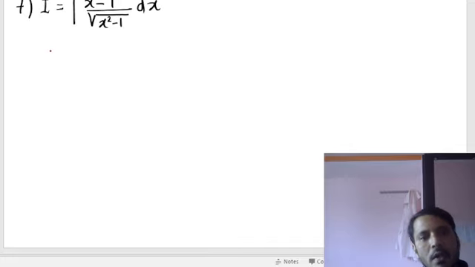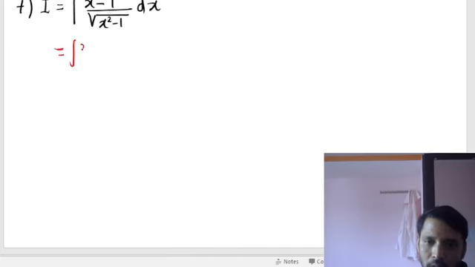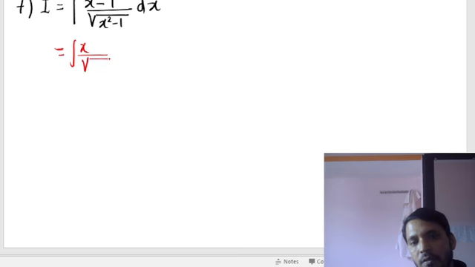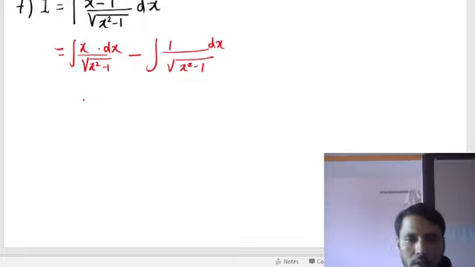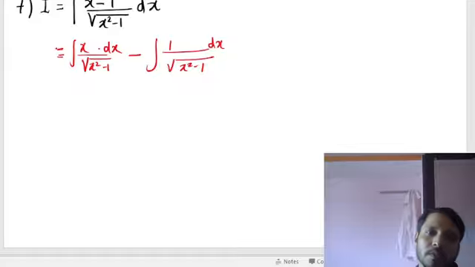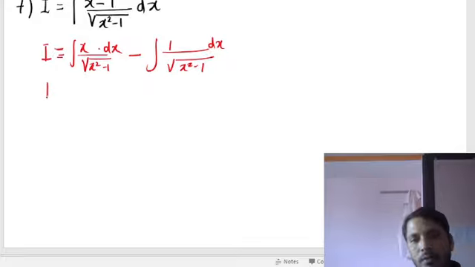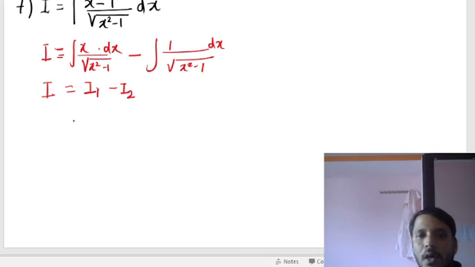Here there are two terms in the numerator, so we can split these integrations separately. We can write it as x divided by under root of x square minus 1 dx, and then minus 1 by under root of x square minus 1 dx. Now we can see very clearly the substitution method will be applicable for the first term. If this is I and we consider I equal to I1 minus I2, then I1 value is what?